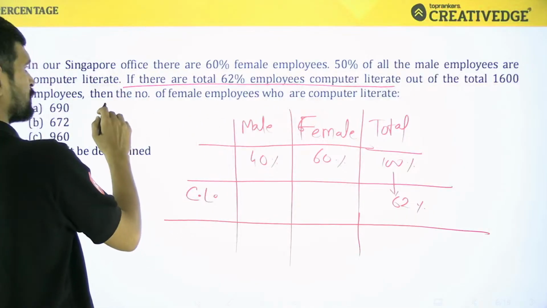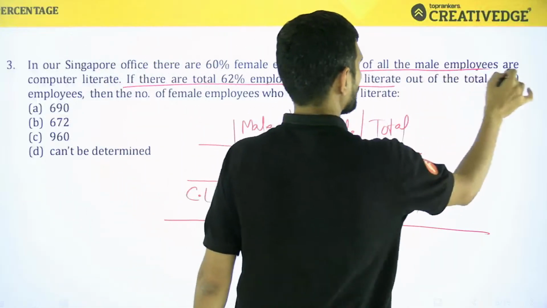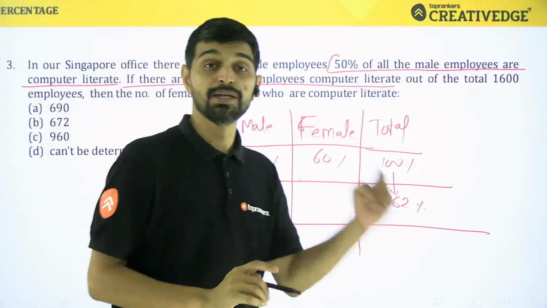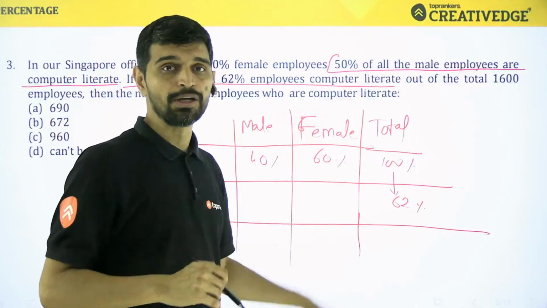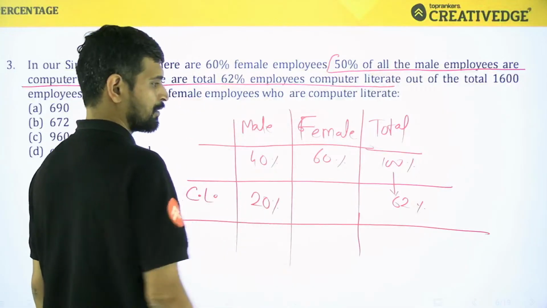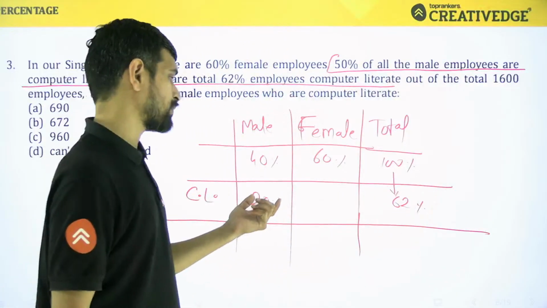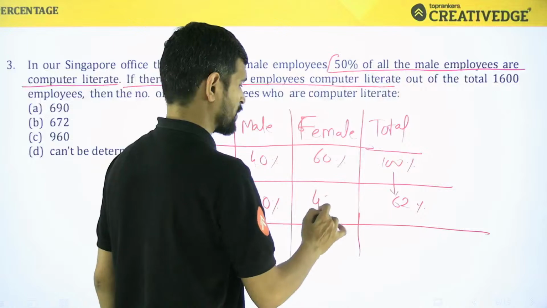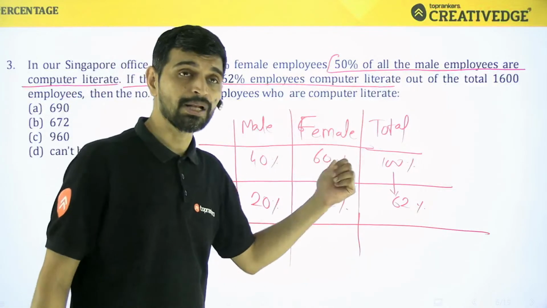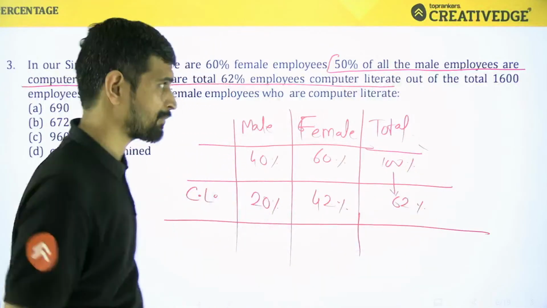Also, 50% of all male employees are computer literate. So male employees का 50%. So 50% of this 40 will be what? This will be 20. These many male employees are computer literate out of 62. If 20 are here, that means 42% female employees are computer literate. 42% of all the employees are female who are computer literate.